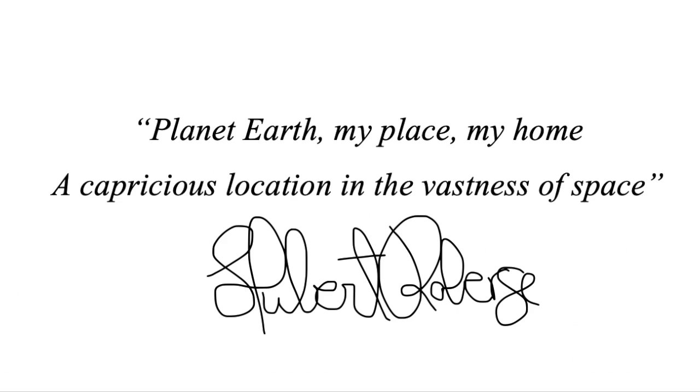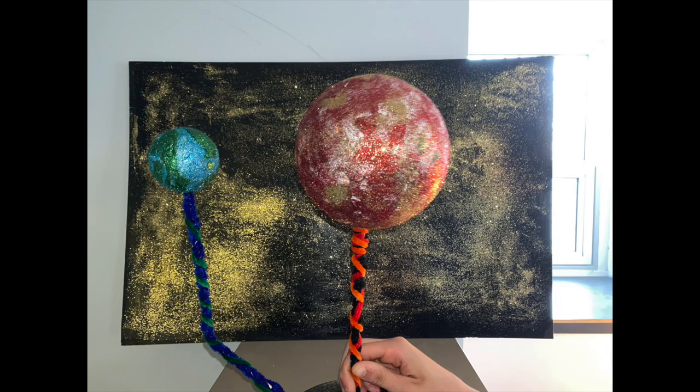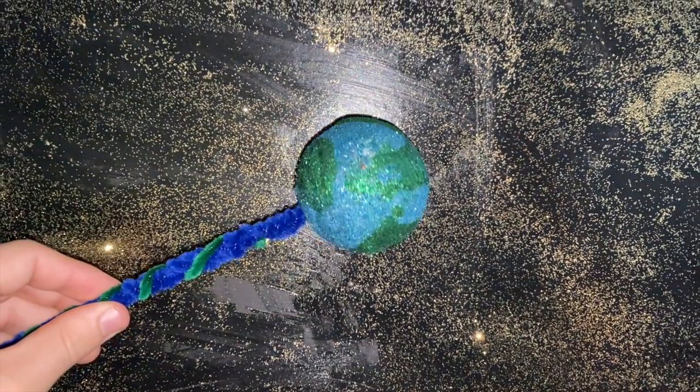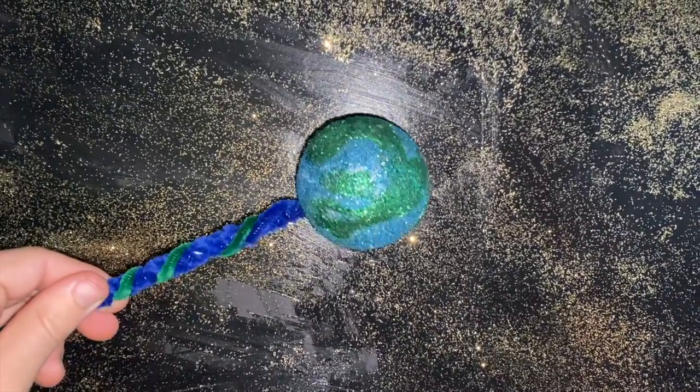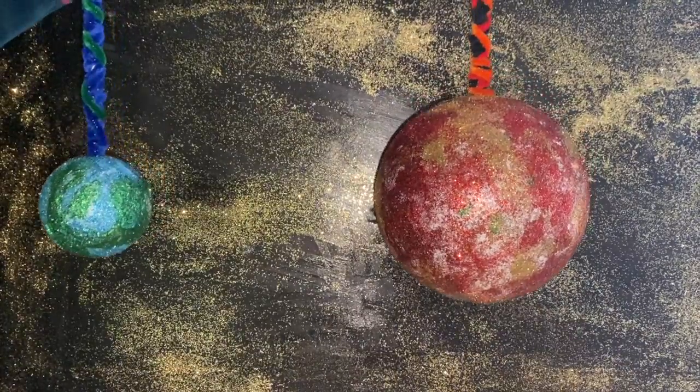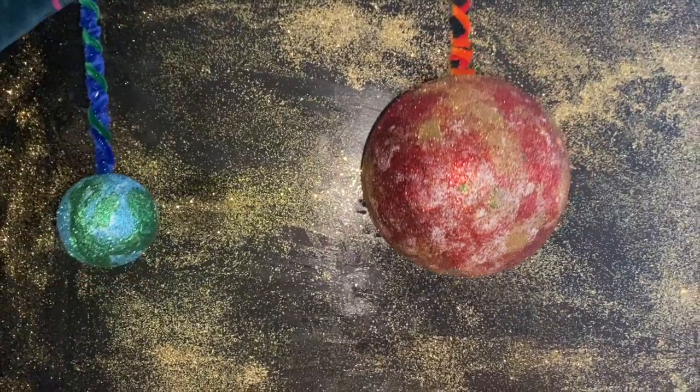Planet Earth, my place, my home. A capricious location in the vastness of space. Earth is represented as being a location in space. On its own, it is not a vector. In space, locations are points and displacements are vectors.